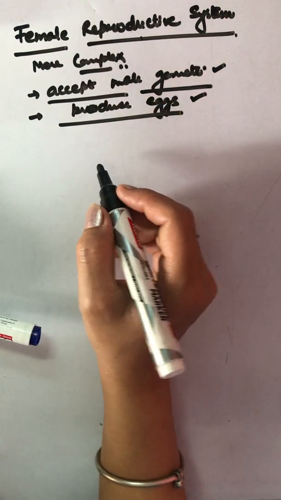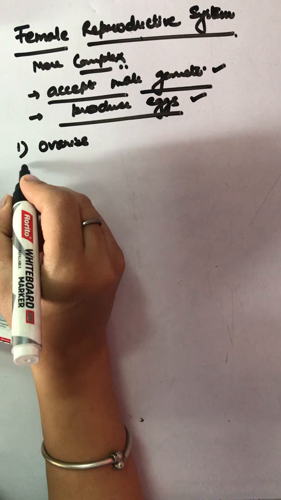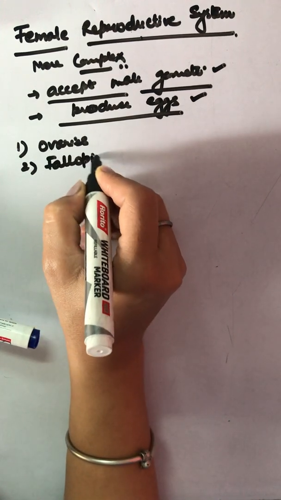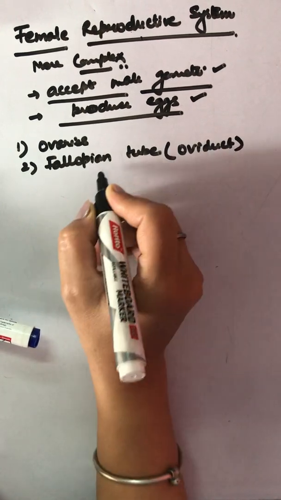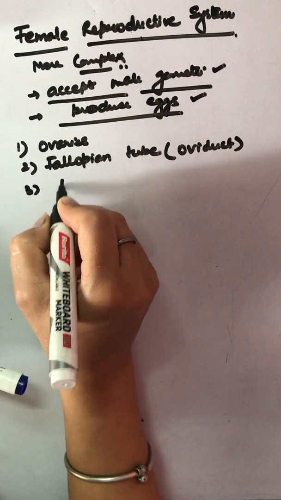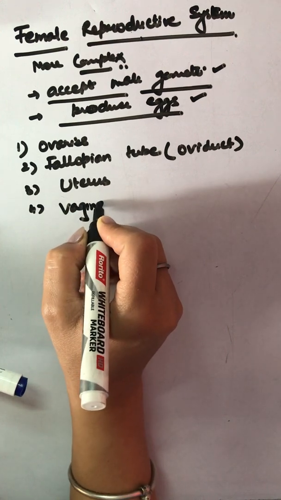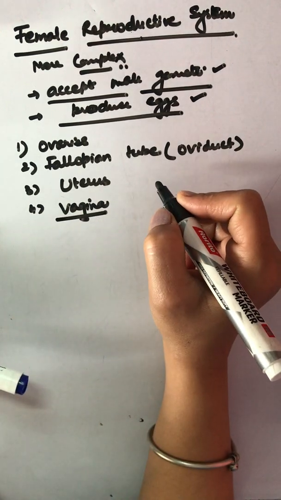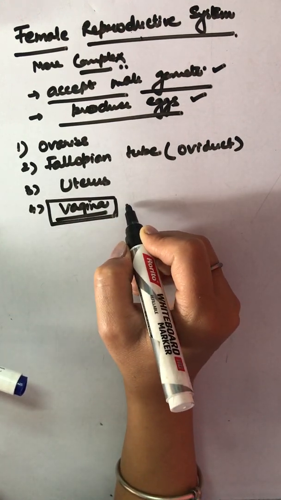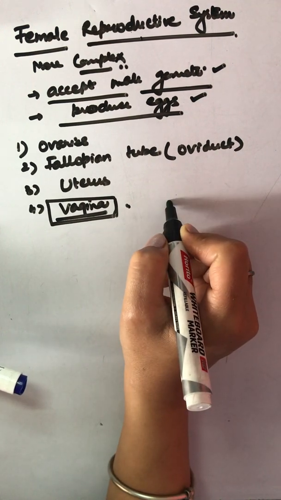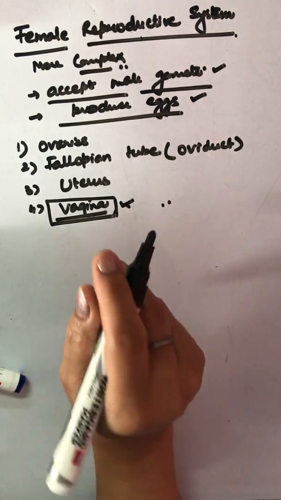Now, this system consists of number 1, ovaries, which are in a pair. Number 2, fallopian tube. Another name for fallopian tube is oviduct, again in a pair. Then a common uterus and one common opening, that is the vagina. Right? Now this opening is for receiving the sperm as well as for removal of the fertilized egg as well as the unfertilized egg. So this is one opening.